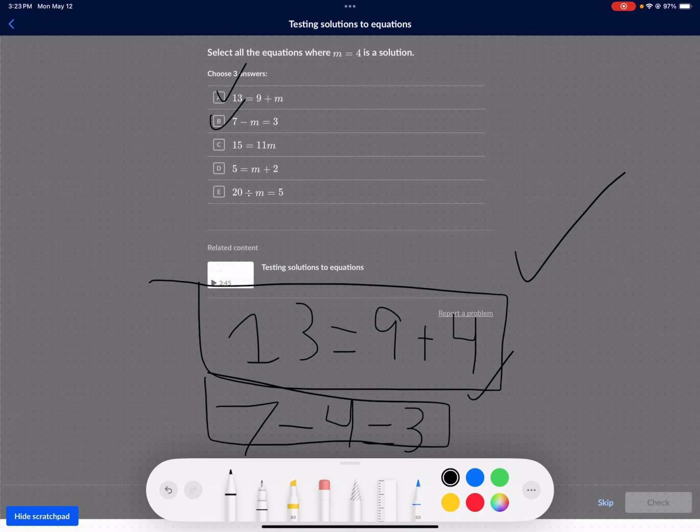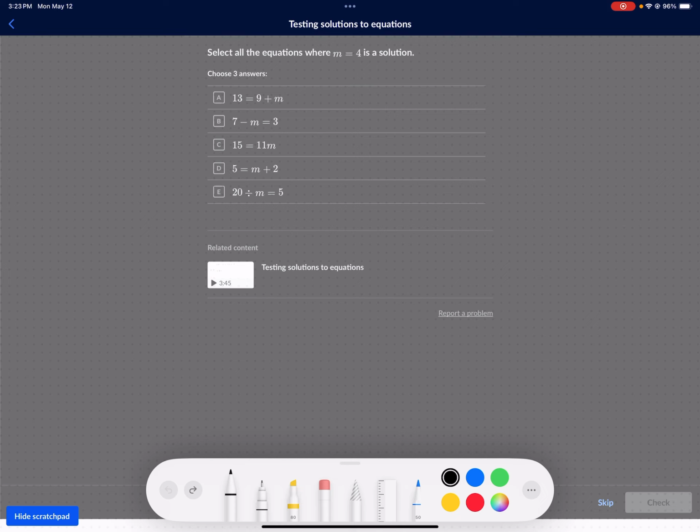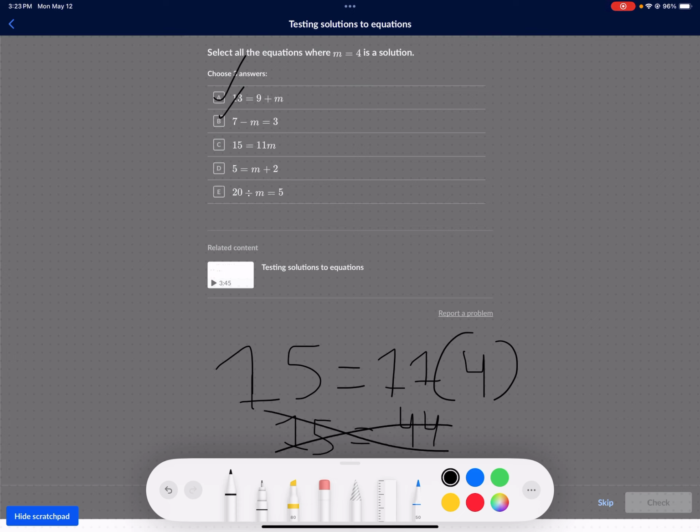And then 15 equals 11m. Now, as we talked about in my last video, 11m is multiplication. So 15 equals 11m, so you can just do times 4. Now, 11 times 4 is 44, good. And then is 15 equal to 44? No, so it's not C.